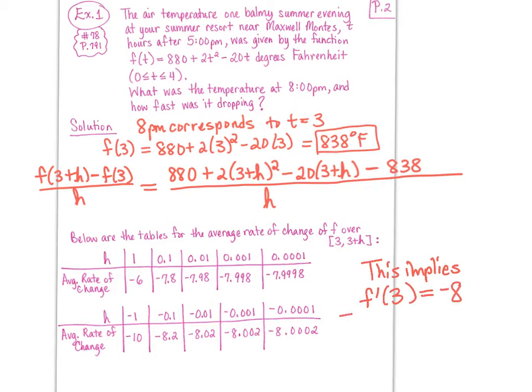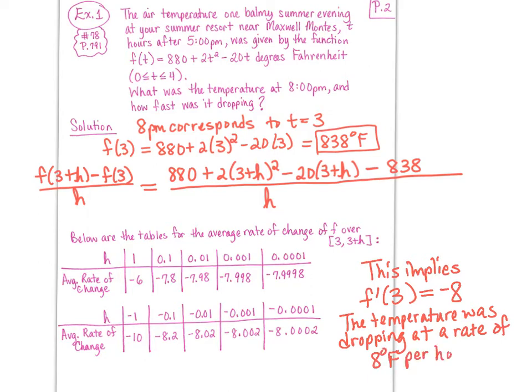So that means that the temperature was dropping at a rate of 8 degrees Fahrenheit per hour. Okay? Questions?